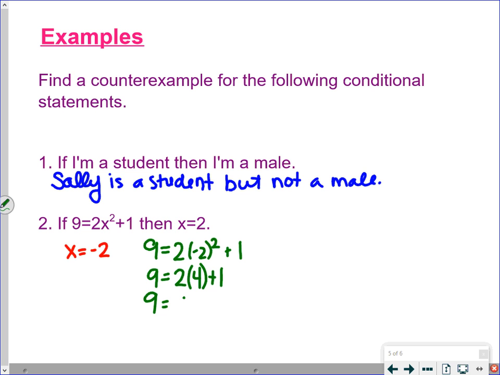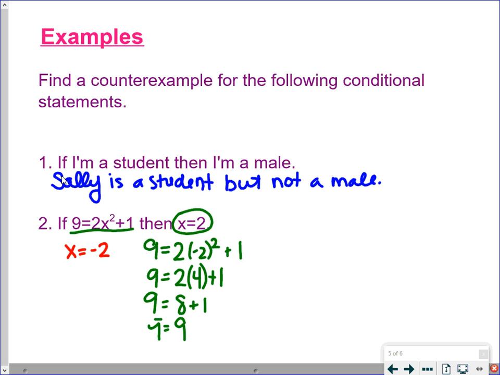2 times 4 is 8. 8 plus 1 is 9. So I found an example that makes this not true because x isn't 2, it's negative 2, and it still gave me a true hypothesis. So x equals negative 2 would be a counterexample, and the green part here is going to be our why. Why does that work?